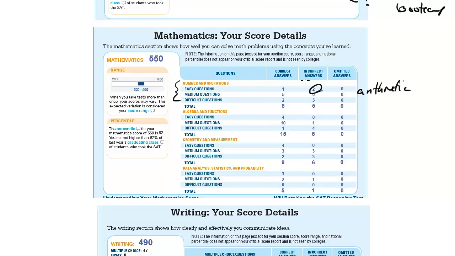I mean, see right here, we got 2 easies wrong. Not really ideal at all, especially if we're going for 650. So that would be an area that I would ask the student to definitely brush up on.